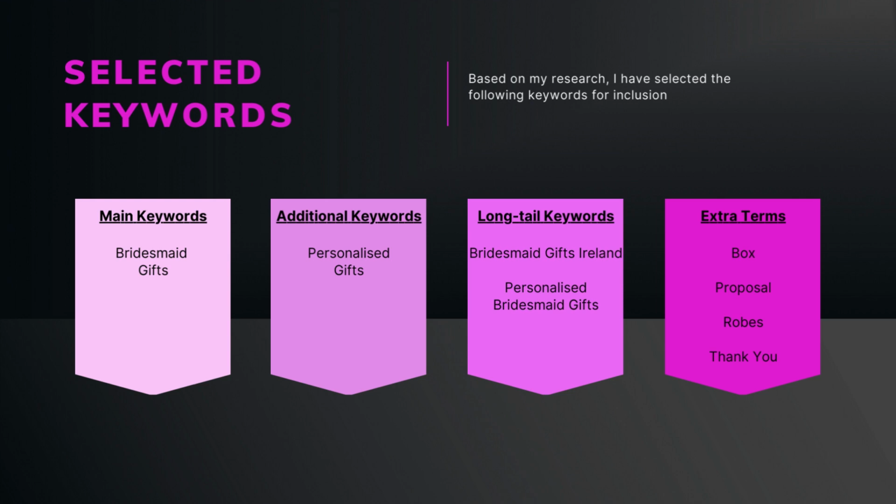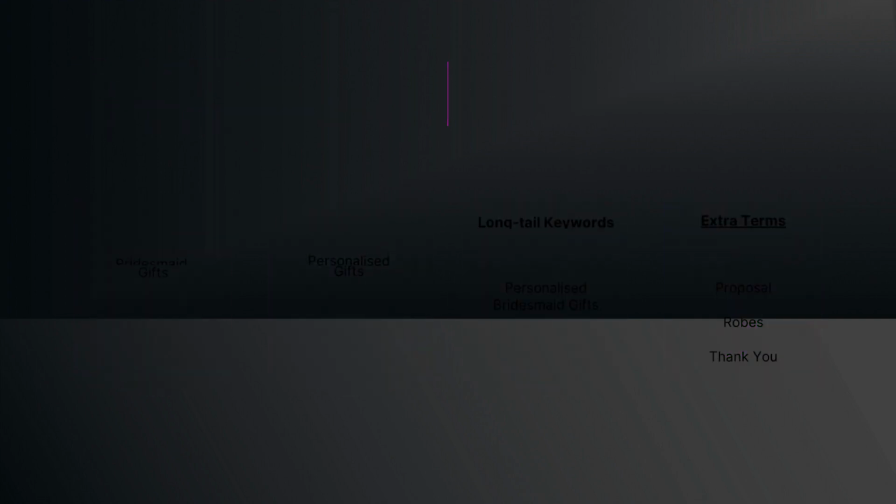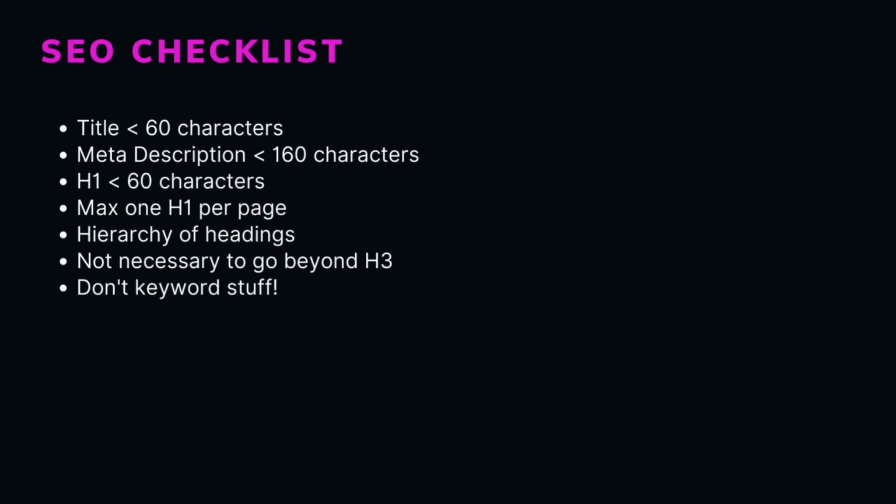So I then went on to create my 2 landing pages. I created 2 different offers, and then I optimized these pages for SEO. So when setting up your SEO, it's important to keep a few things in mind. Ideally, you want to keep the title to less than 60 characters and your meta description to less than 160 characters. You should have a maximum of 1 H1 per page, and that should be a maximum of 60 characters.